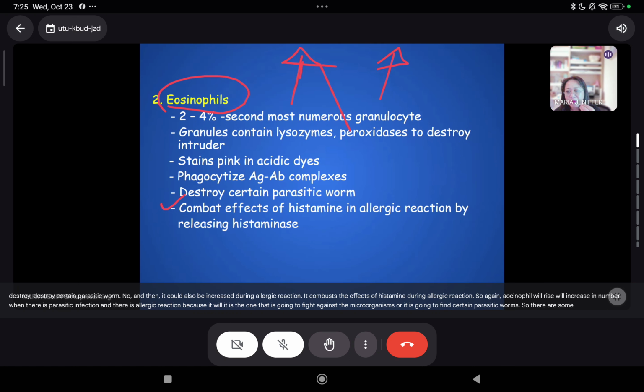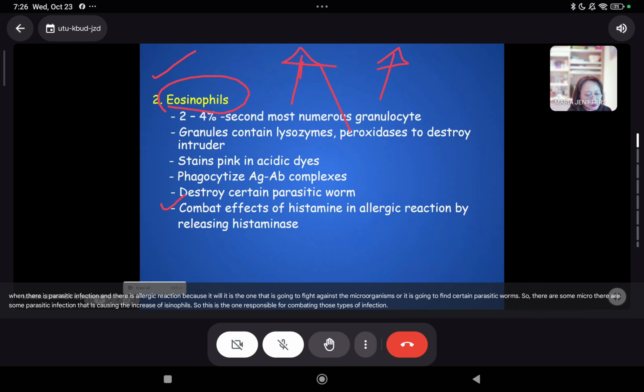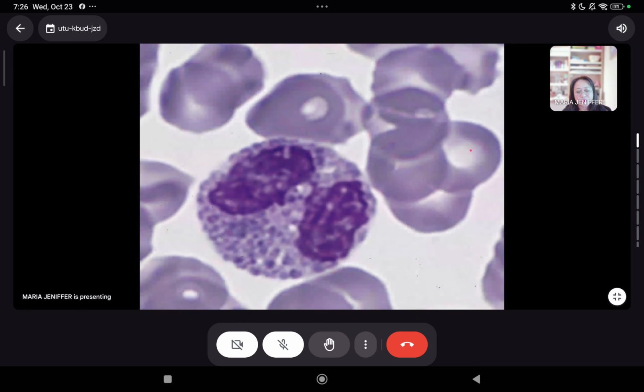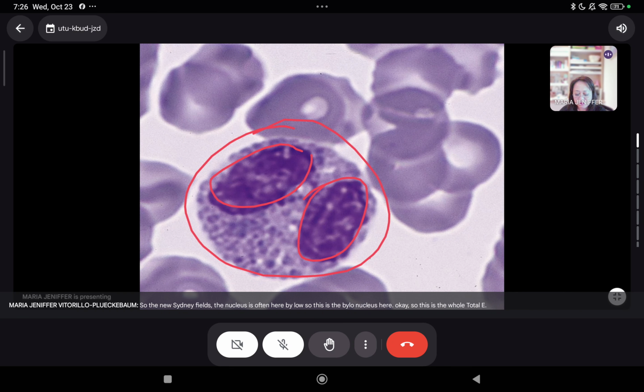So there are some parasitic infections that cause an increase in eosinophils. This is the one responsible for combating those types of infection. The nucleus of the eosinophil is often bilobed. So this is the bilobed nucleus here. Okay, so this is the whole eosinophil.